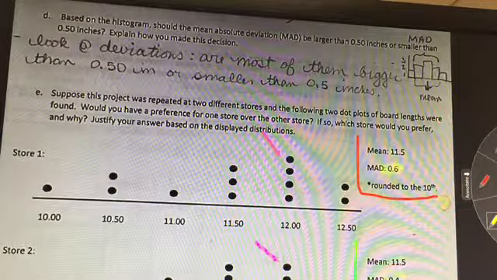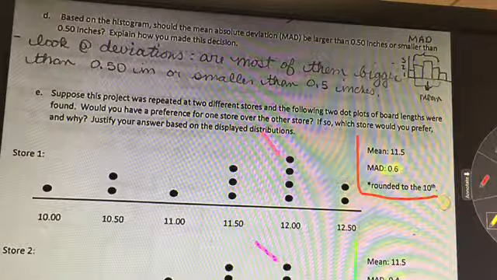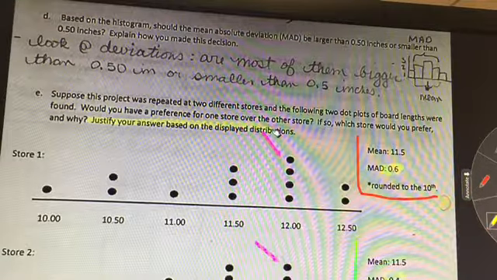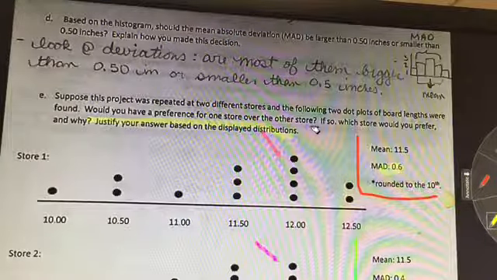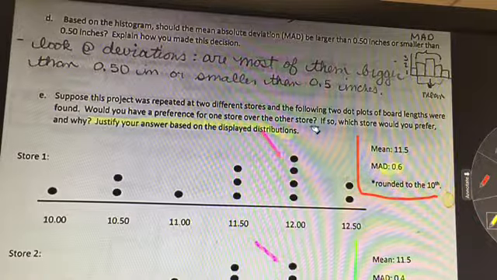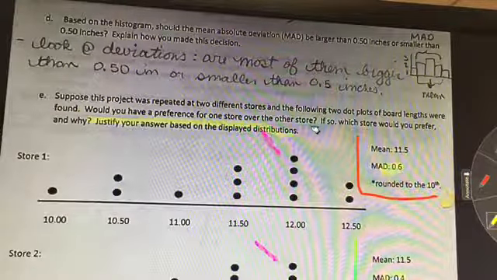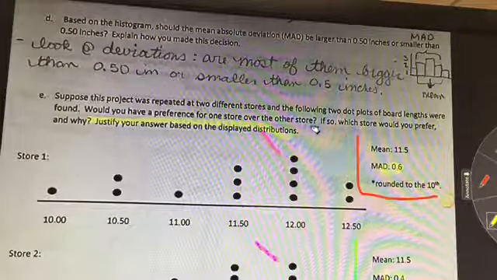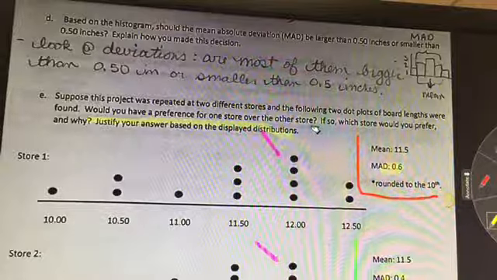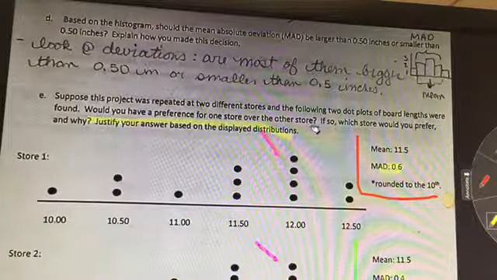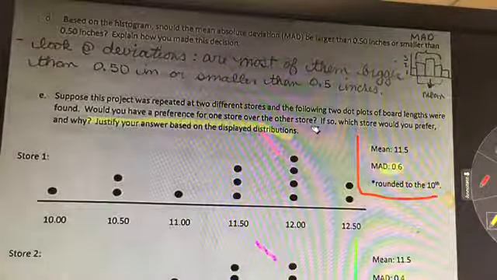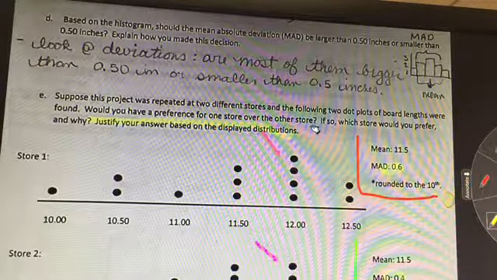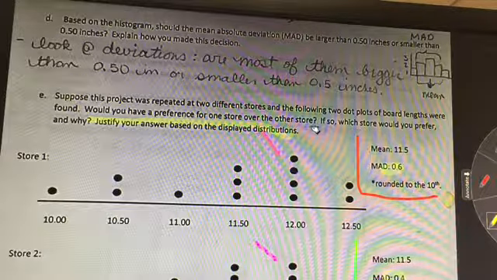So not just based off of the MAD, because look right here: justify your answer based on displayed distributions. Did it say justify it off of the MAD? No. You can use the MAD to help you figure out which one's the best one, but your explanation needs to be about the displayed distributions. So what would you pick, Darius, and why? Store 2 because it's more consistent. There's less variability, so you have a higher chance of getting what you need.